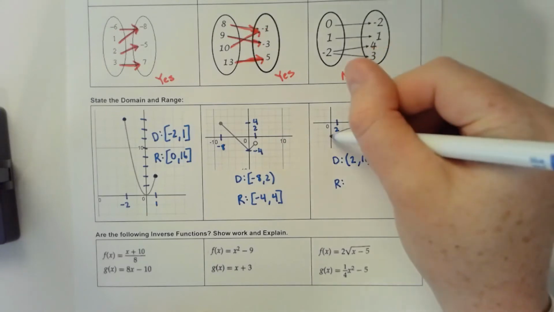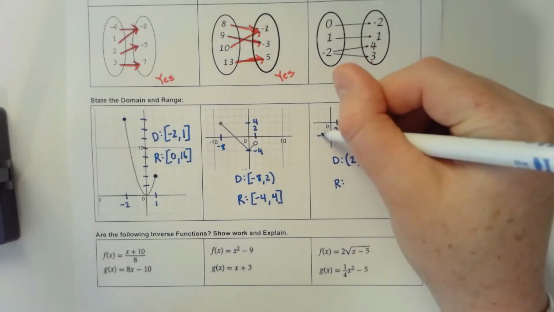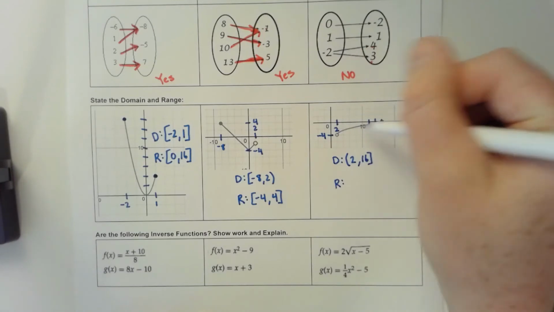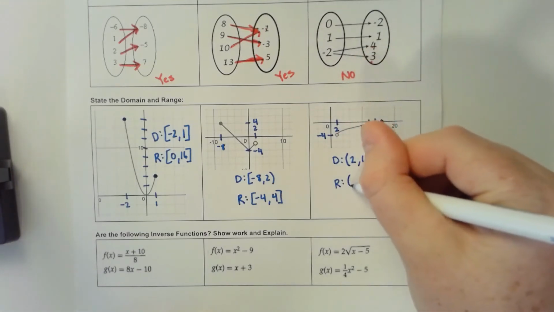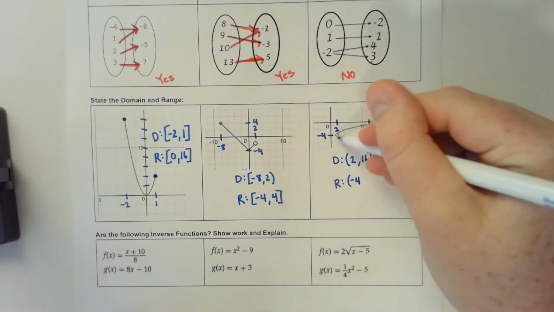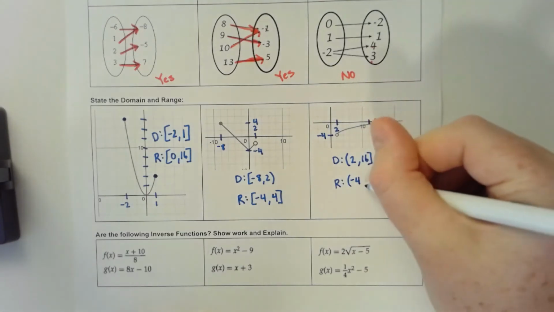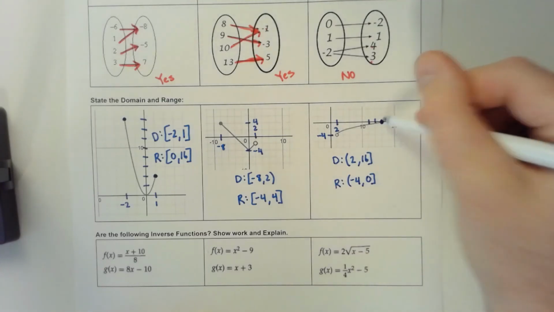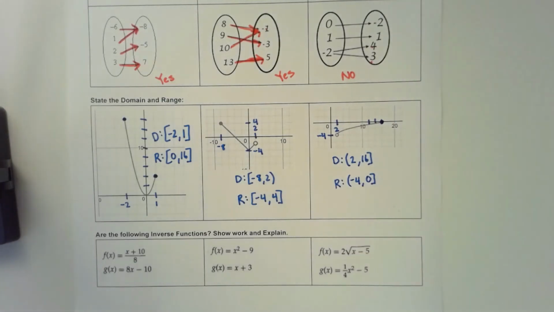Then for the range, the lowest y value would be -4. And the highest y value was 0. And then it's not equal to -4, so we put a parentheses. And then the highest y value was 0. And we do put a bracket because it was equal to that. Okay, so that's it for domain and range.